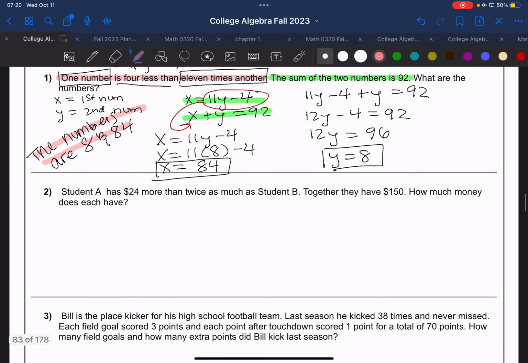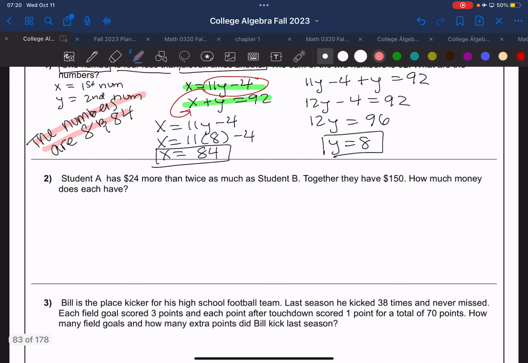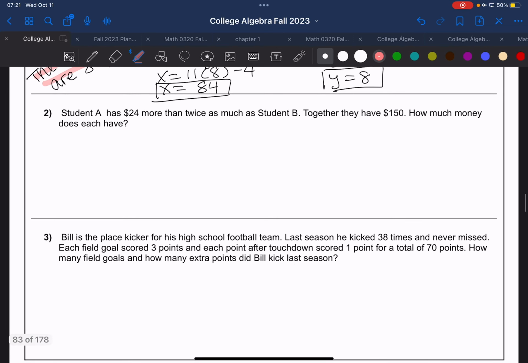So here the hardest part is just setting up your two equations, because once we have it set up, you can choose any method you want to solve. You can use substitution, elimination, or any of the other ones. Okay, let's look at number 2. Number 2 says student A has $24 more than twice as much as student B. So that tells me my first equation. And usually that's how it works. We have one sentence showing us one equation and another sentence showing us another equation.